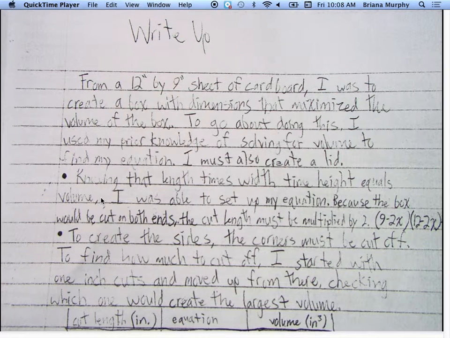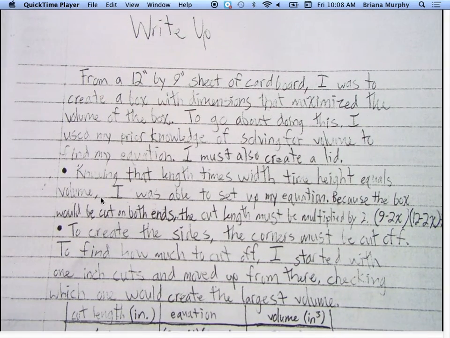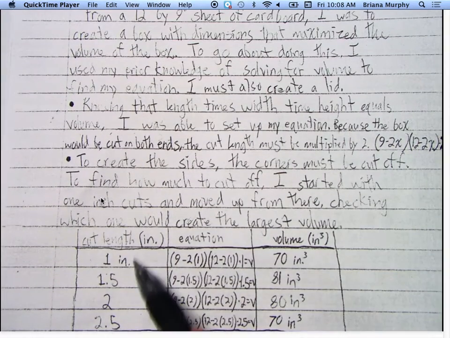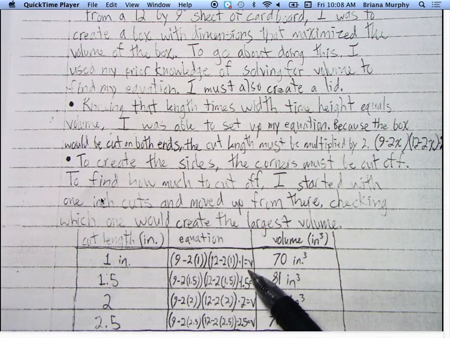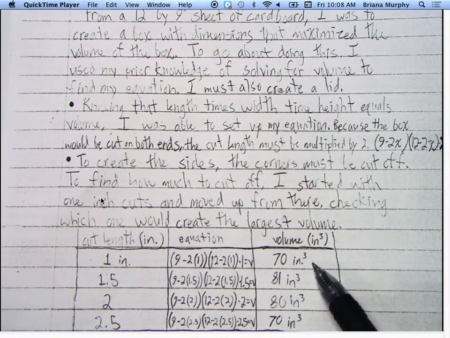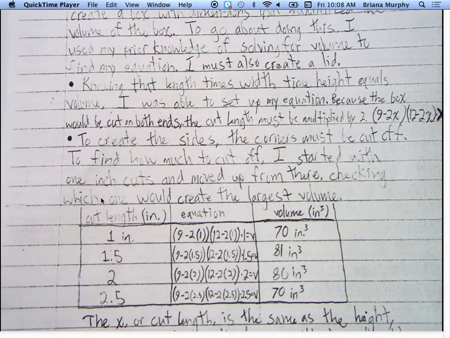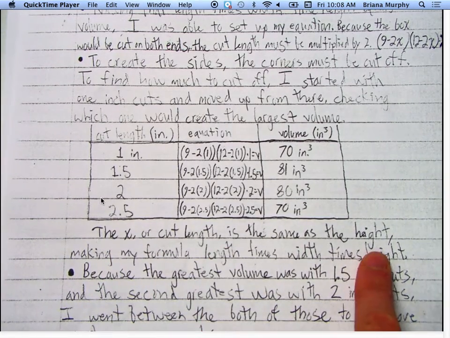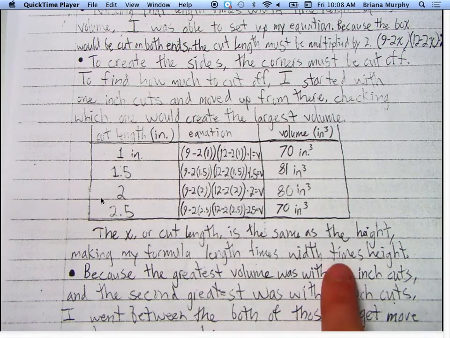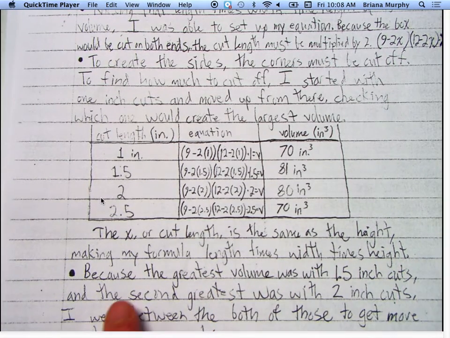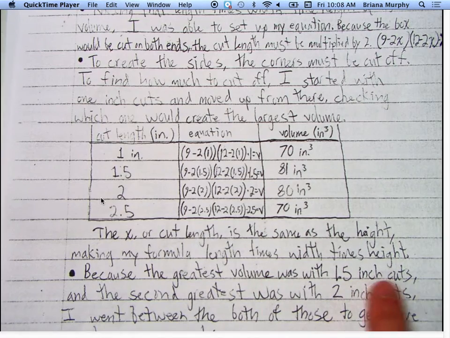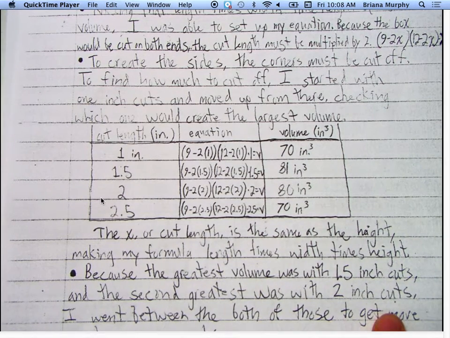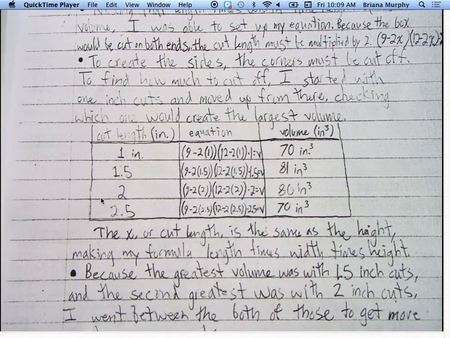I created the sides, the corners must be cut off. To find how much to cut off, I started with an inch cut and moved up from there, checking which ones would create the largest volume. So here's the cut length, plug it into the equation, find the volume. The x, so they're defining the variable right here. The x, or cut length, is the same as the height, making my formula length times width times height. Because the greatest volume was 1.5 inch cuts and the second greatest was 2 inch cuts, I went between both of them to get a more exact measure.